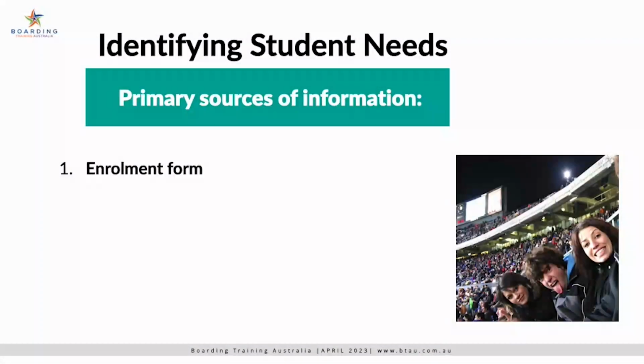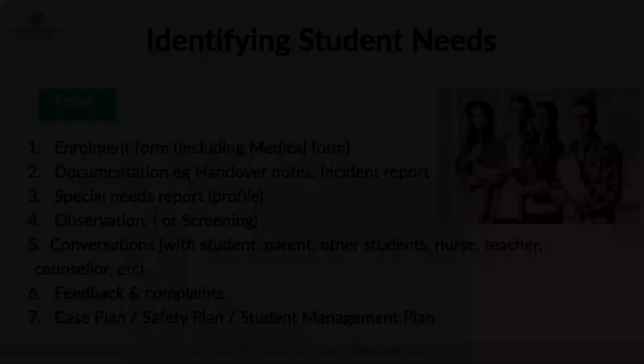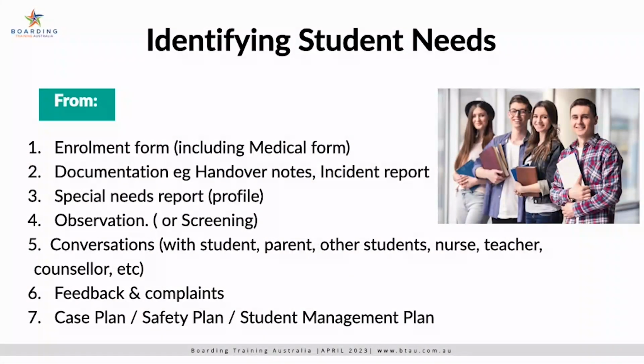But when we're identifying student needs, how do we do that? What are our primary sources of information? It's documents such as an enrolment form, including medical forms and medical information, documentation from boarding, such as handover notes, incident reports, special needs reports, student profiles, observations or screening, and conversations with students, parents, other students, the nurse, the teacher, counsellors, etc.